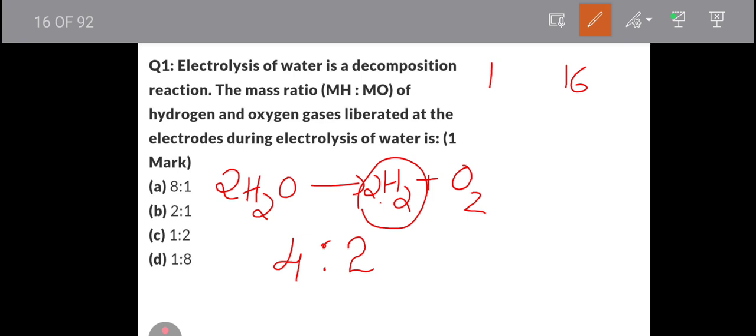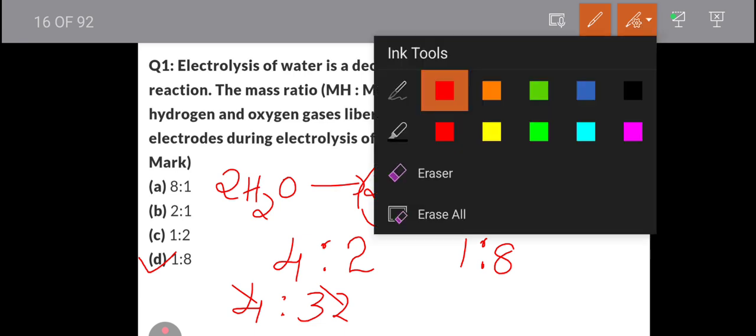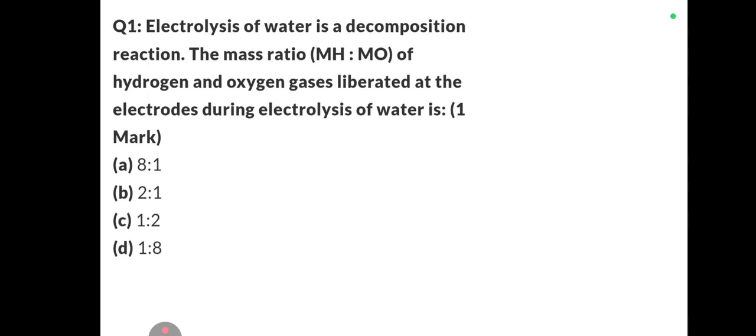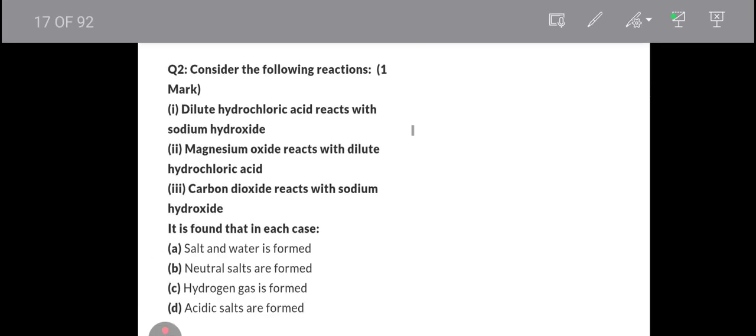Now just see, 4 hydrogen, mass of 1 hydrogen is 1, therefore the mass of 4 hydrogen will be 4, is to oxygen. We have 2 oxygen. Mass of 1 oxygen is 16. So the mass of 2 oxygen will be 32. Now if you simplify this, you will get the ratio 1 is to 8. So the correct answer for this question is 1 is to 8. Hope this question is clear to you. Let's move to the next question. Consider the following reaction. The reaction is dilute hydrochloric acid reacting with sodium hydroxide.